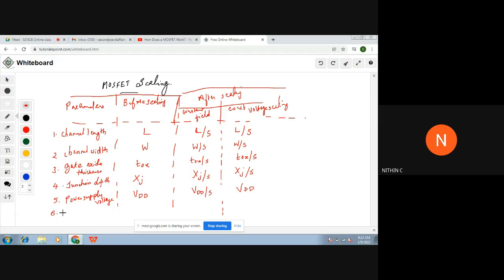Next, you have another voltage concept called threshold voltage, which you represent by VTH. Same is the case: VTH will be divided by S in the case of constant field scaling, and VTH will remain as such in the case of constant voltage scaling.